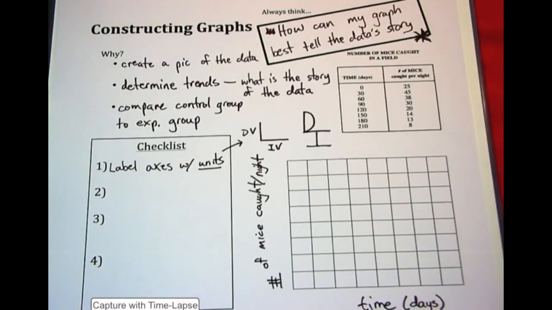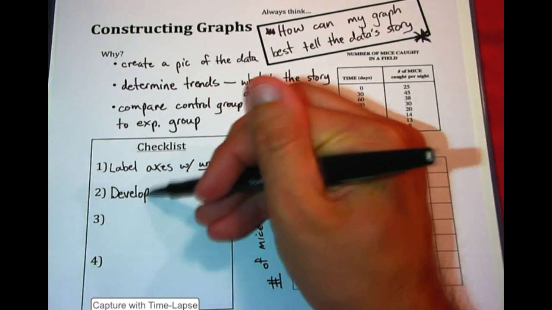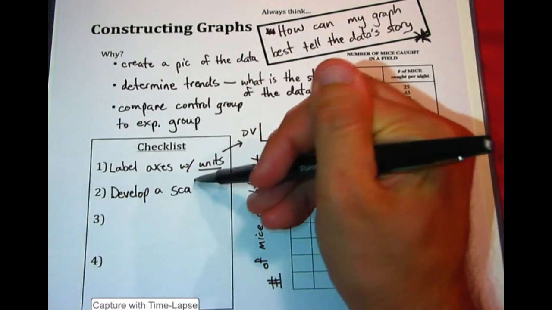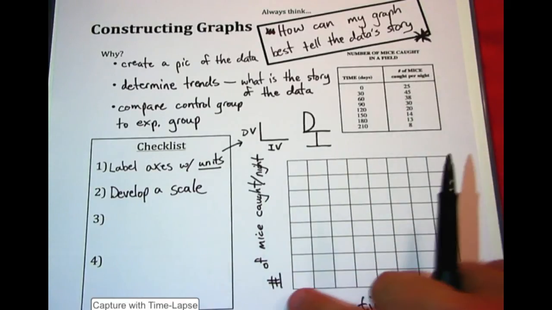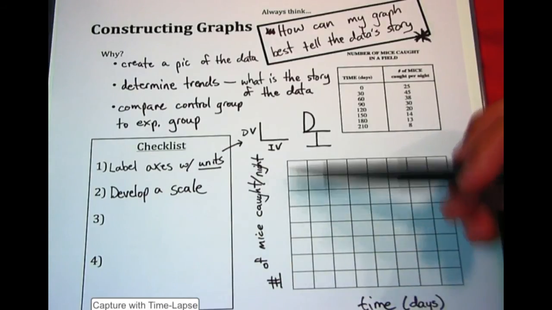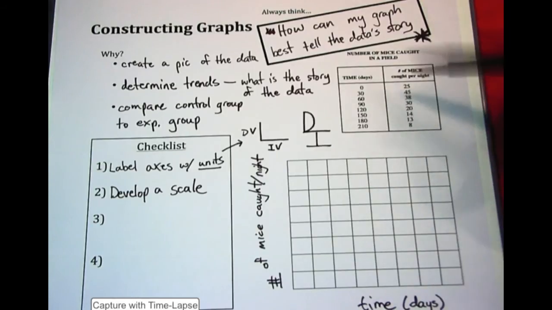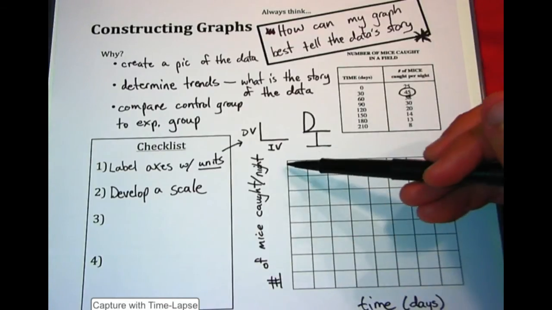The next thing we want to do is develop a scale. We want to look at our data, and especially if we're drawing our graph out, make sure that it takes up almost all the space given to us. So for setting the numbers here, I'm going to look for the highest number in my dependent variable, which is 45. I want to make sure that 45 is pretty close to the top, around here.